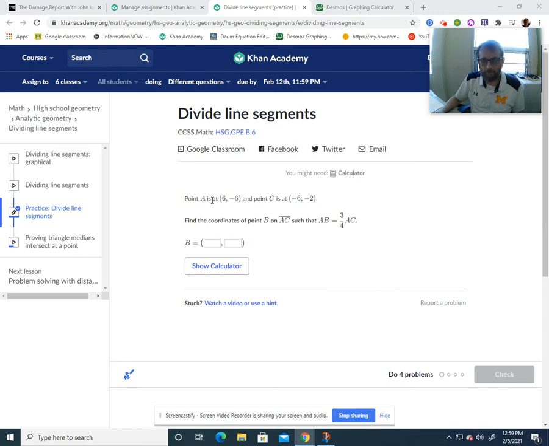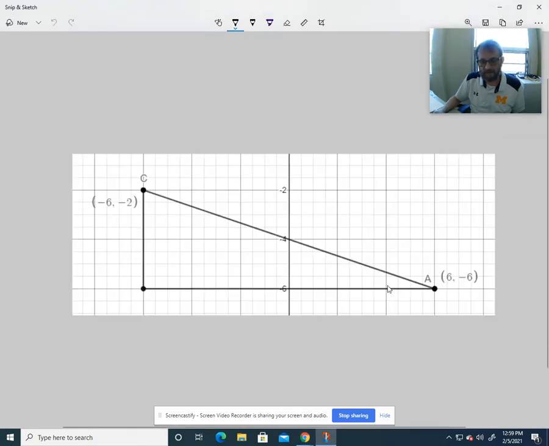Okay, so we got the 2 points. A is (6, -6). C is (-6, -2). Find the coordinates of point B on AC such that AB to AC is 3 to 4. So what this is telling me is that AB is 3 parts and AC is 4 parts. If we look at our picture, here's AC. AB is going to be on here somewhere so that it represents 3 parts, and AC is going to represent 4 parts.